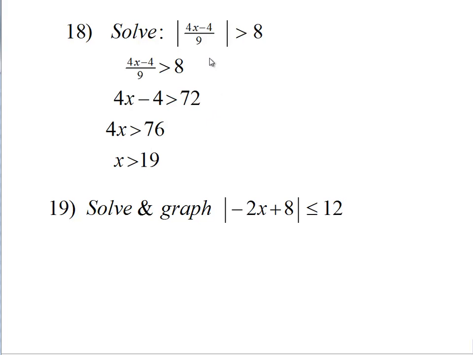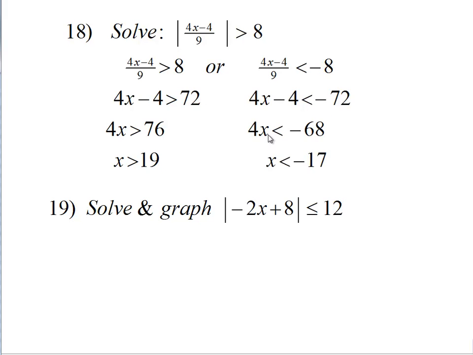Then you can change the inside or I can change the outside, but when we change it, since changing is multiplying by a negative, okay, I have to change the inequality to less than. So 4x minus 4 over 9 is less than negative 8. Multiply by 9 is negative 72. Add 4 is negative 68. Divide by 4 is negative 17. So bigger than 19, less than negative 17.